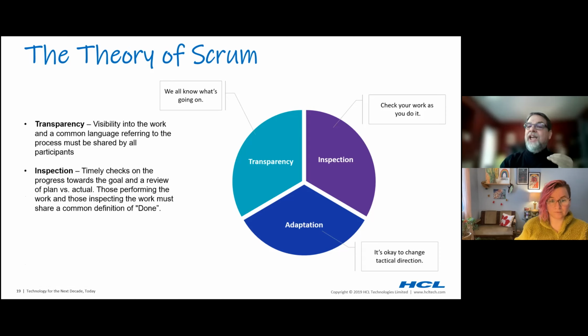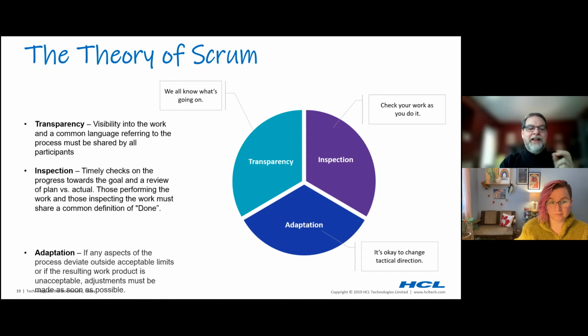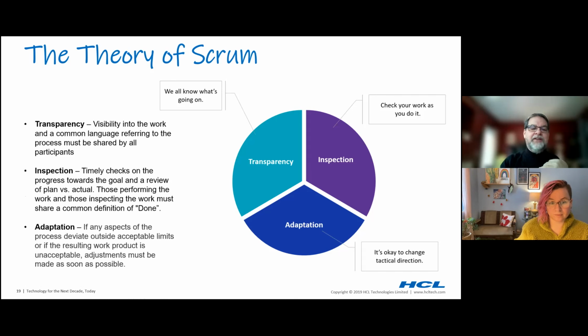We want to do timely checks on our progress towards goal, our plan versus actual, and knowing, are we getting to done? Let's recheck what done meant. Do we need to change our definition of done here? And finally, based on those timely checks, we want to make sure that what we're doing is in the guardrails of where we need to go. And if for some reason we have a data point out here outside our guardrails, don't ignore it. Maybe that's telling you your guardrails need to change, or your guardrails need to be widened.